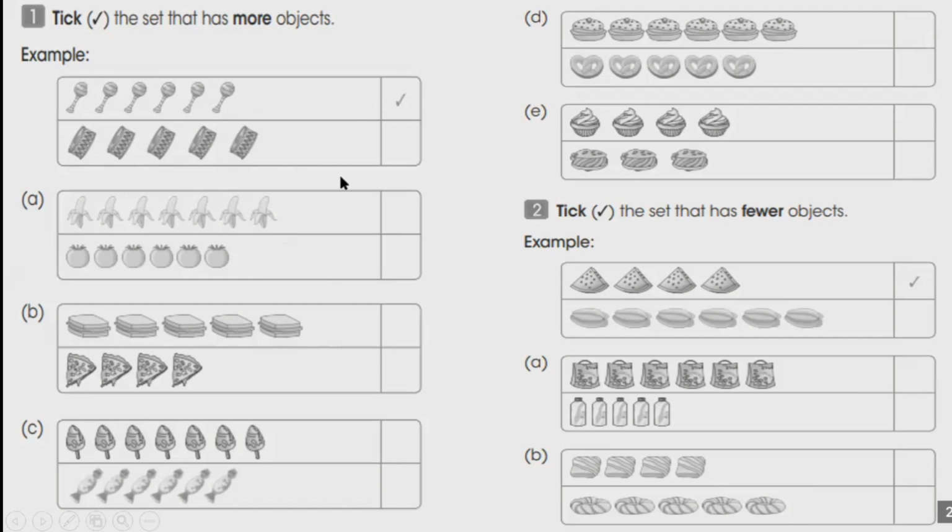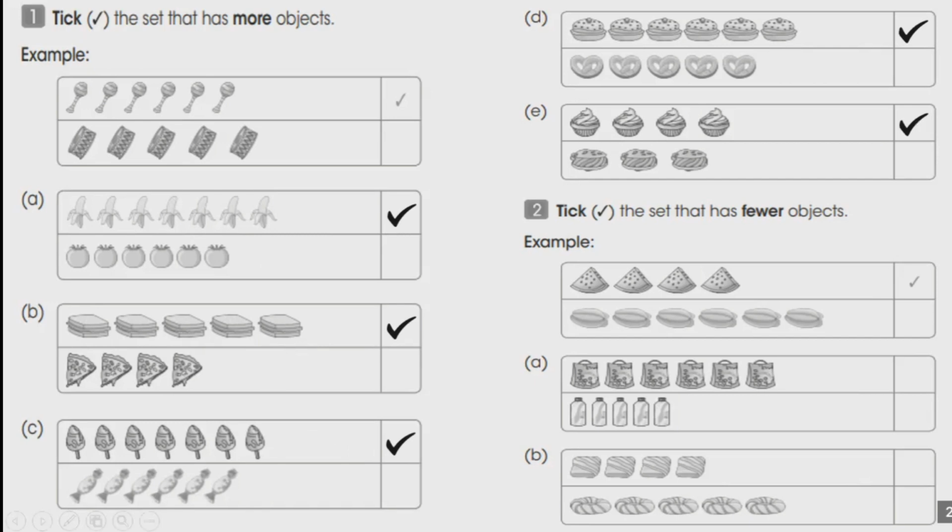This box. Now in letter A, which do you think has more objects, bananas or tomatoes? Now the answer here is bananas. How about in letter B, sandwich or slice of pizza? Sandwiches. Letter C, ice cream or candies? Ice cream. How about in letter D? It's a burger. How about in letter E? It's cupcakes. Okay, cupcakes are more.